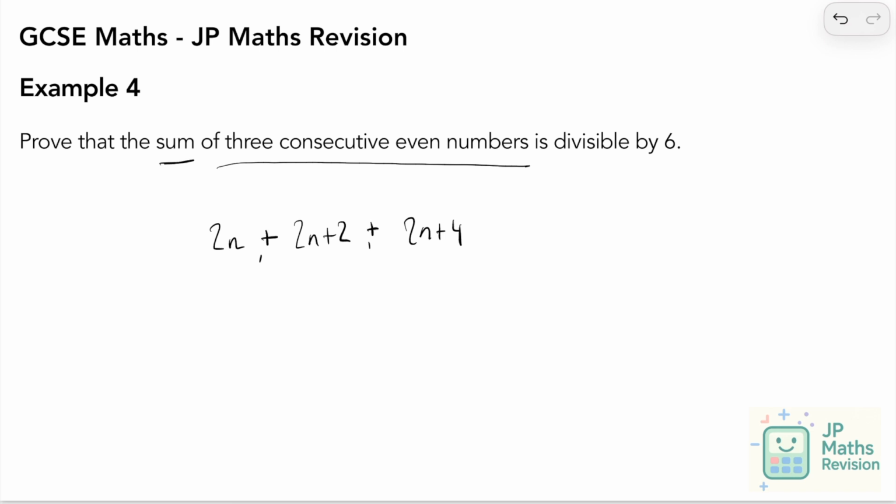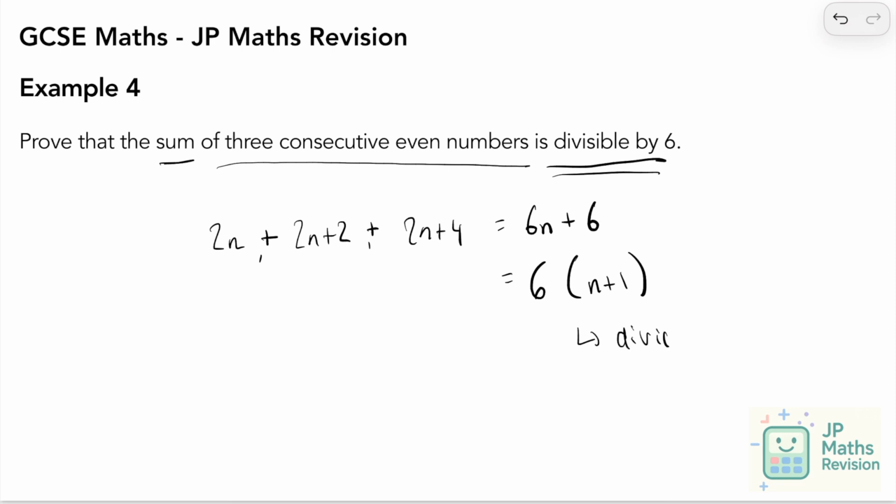So 2n plus 2n plus 2n, that is 6n. And 2 plus 4 is 6. So I end up with 6n plus 6. We want to now show that it's divisible by 6, so I'm going to pull out 6 as a factor, so it's 6 bracket n plus 1. And this is clearly divisible by 6 because you can see that 6 is a factor, so we can say this is divisible by 6.